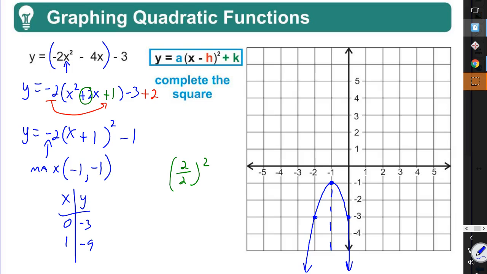So why would we complete the square? Because we want the coordinates of the vertex. We also want to determine whether it's a max or min, because that's the key point of any parabola. And then we go from there, use our line of symmetry to finish out the parabola. All right, that's completing the square to graph a quadratic.